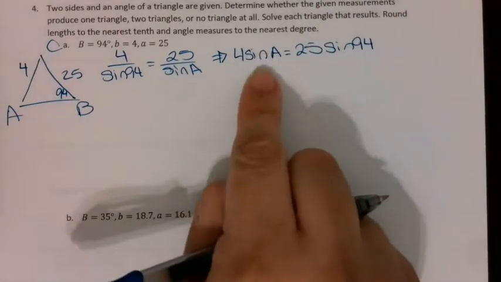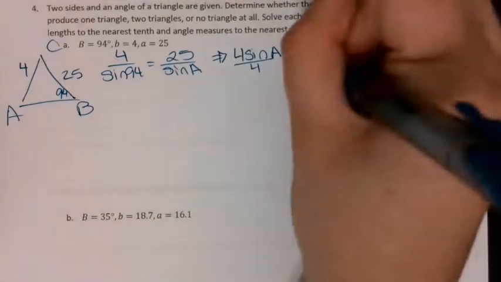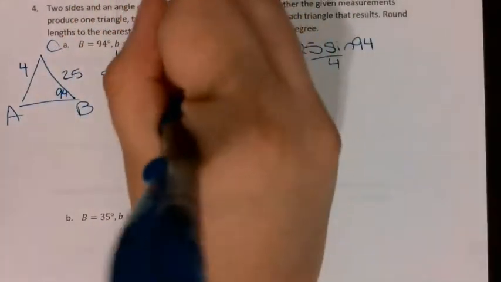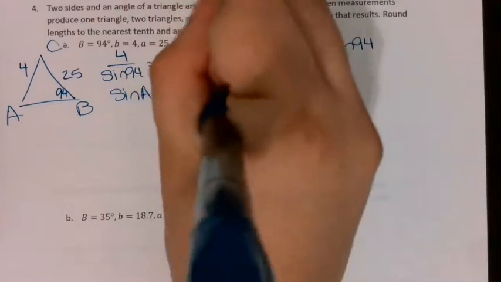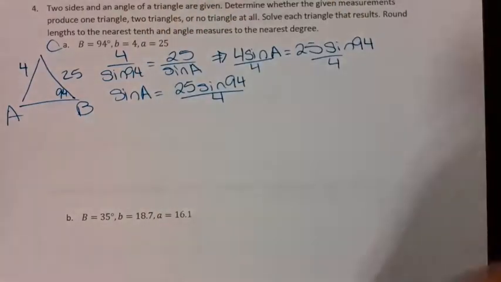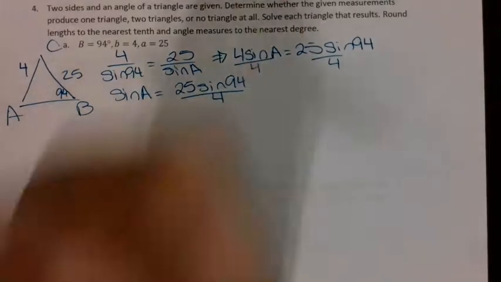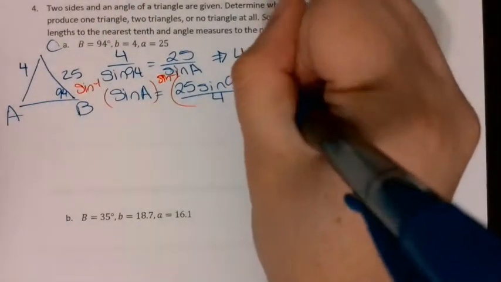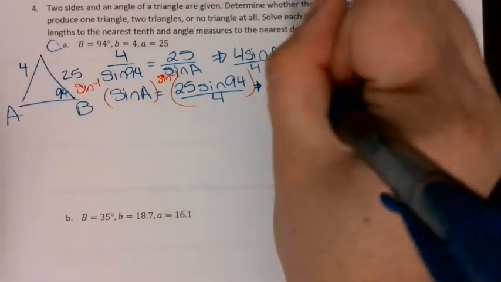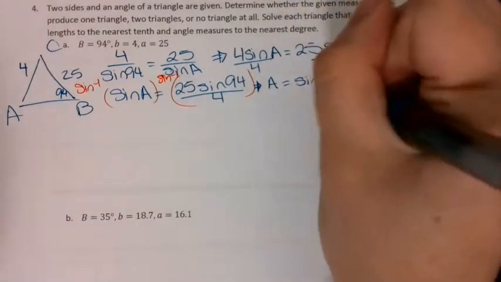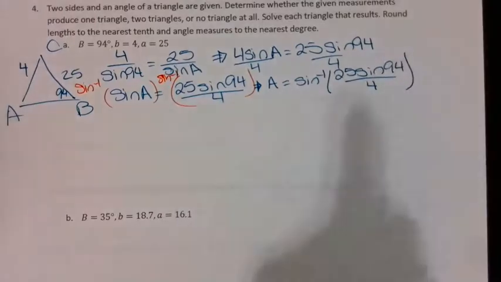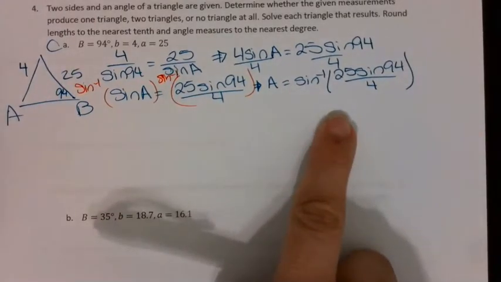I need to get the letter alone, so I divide both sides by 4. That gives me sine A equals 25 sine 94 divided by 4. A still needs to be alone, so I'm going to find the sine inverse of that. So I'm going to rewrite that. Okay, so this is what I need to type into my calculator to find the angle for A.